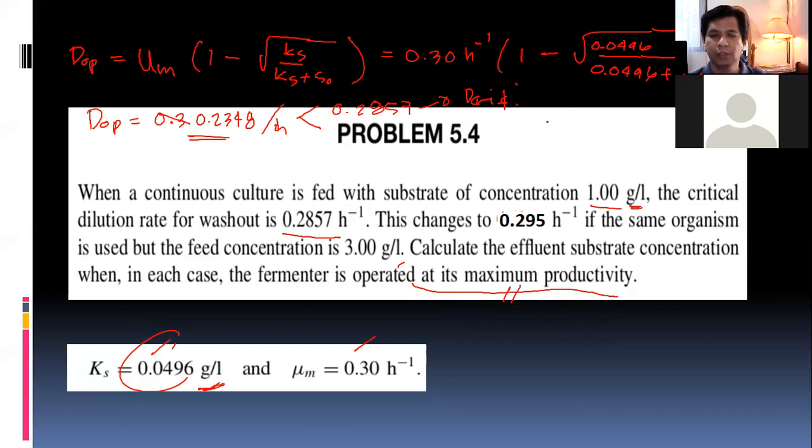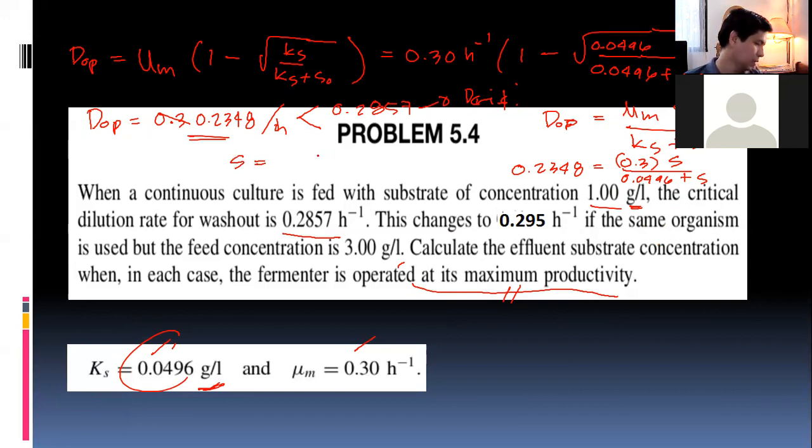So, the second part of the solution is to use the Monod equation. So, the Monod equation is D optimum is equal to mu max times S divided by Ks plus S. Ito yung tinatanong, yung S na yan. Substitute mo lang, 0.2348. Mu m is 0.3 times S, divided by Ks, 0.0496 plus S. And then try to solve for S. So, you're supposed to get something like, for the first set of data, S is equals to 0.1786 grams per liter. Ito yung final answer.